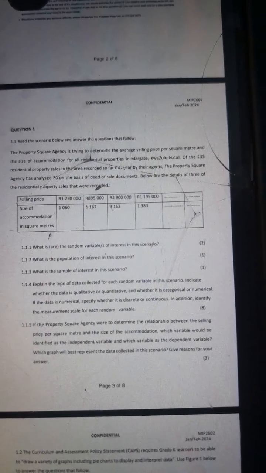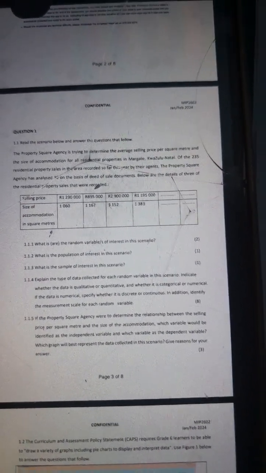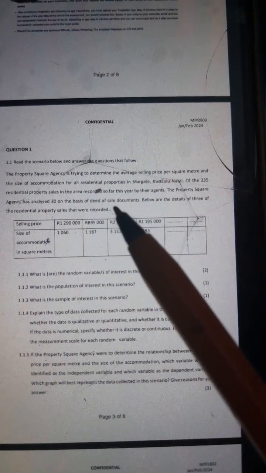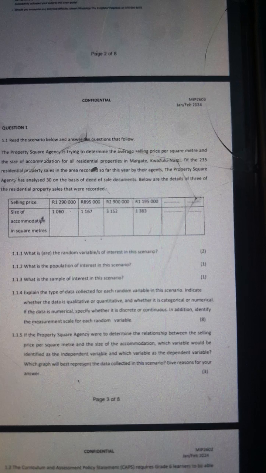Then at 1.3, what is the sample of interest in this scenario? Well, guys, when they talk about the sample, they're talking about the small group that is used to draw conclusions about the larger population. What is the small group? We were told here, guys, that the property agency has analyzed 30 on the basis of deeds of sale documents. In other words, the 30 residential properties will be our sample of interest in this scenario, because it's a small group that is used to draw conclusions. Yes, so that's how you will have answered your 1.1.3. Hope you are noting. I said that the 30 residential property sales will be our sample.